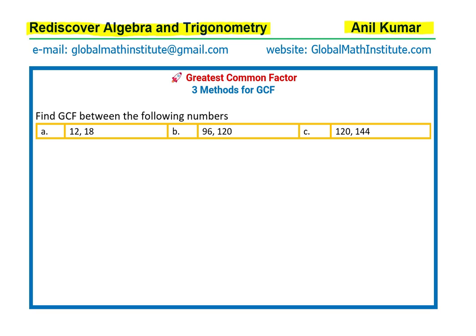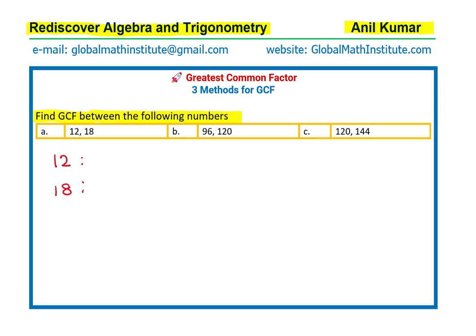We'll relate three different methods to finding the greatest common factor. We have three sets of numbers to work with. The question is, find the greatest common factor between the following numbers. Now these three strategies should be applied depending on the cases. If we are working with a very simple case, which is problem A, with 12 and 18, we could write the factors of these numbers.